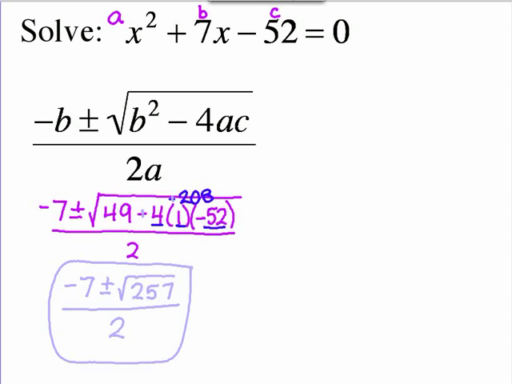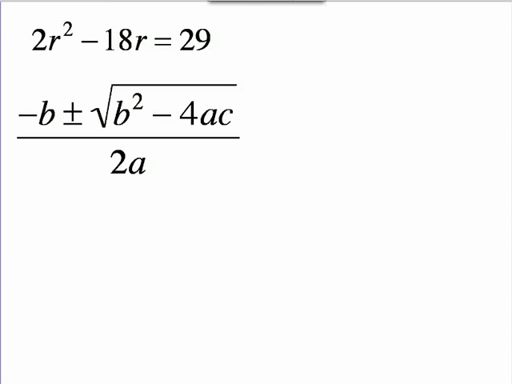Okay. Hardest part here is simplifying. Okay, we're going to look at 2 more. 2r squared minus 18r equals 29. So what are you going to have to do here? Move the 29 over. So really, this is 2r squared minus 18r minus 29 equals 0.